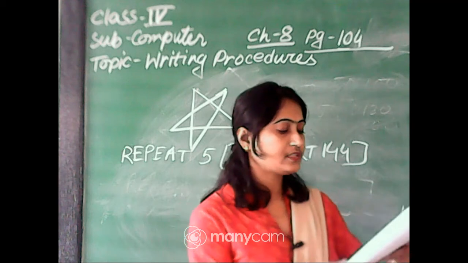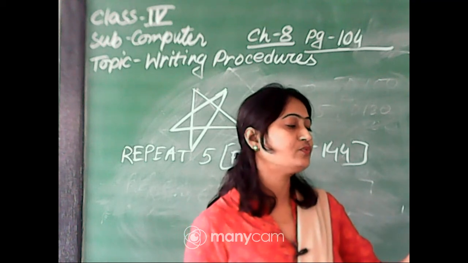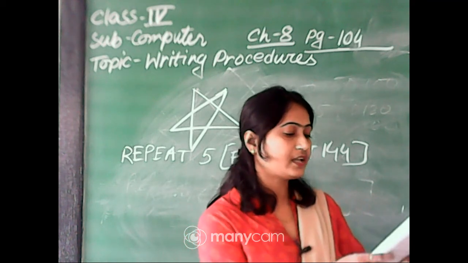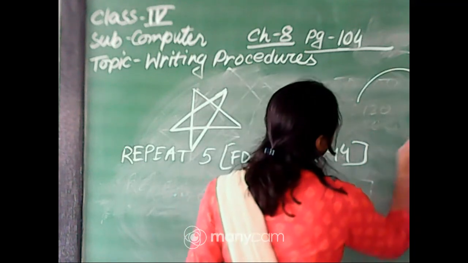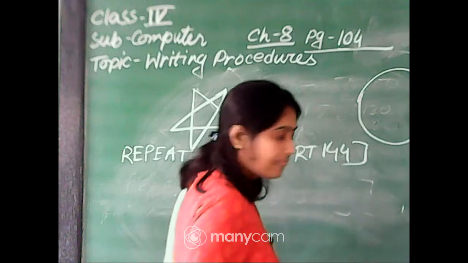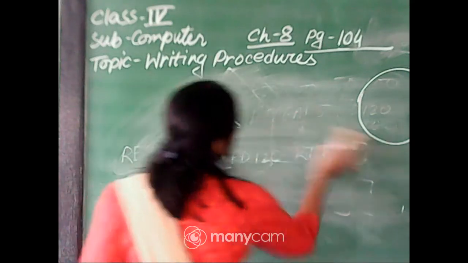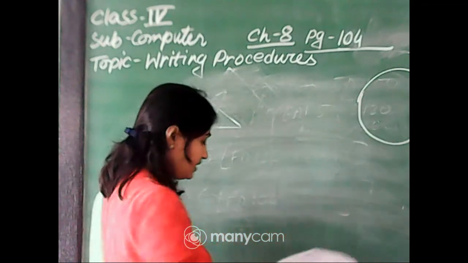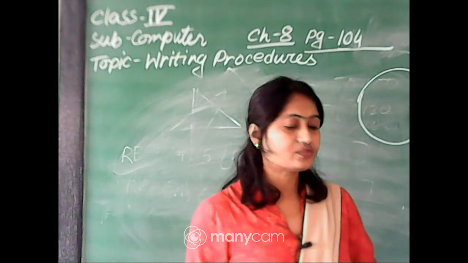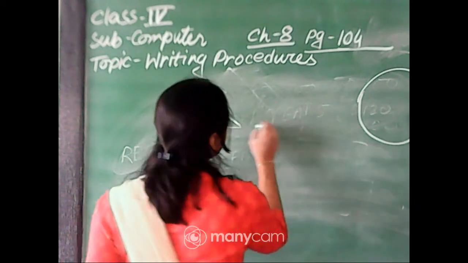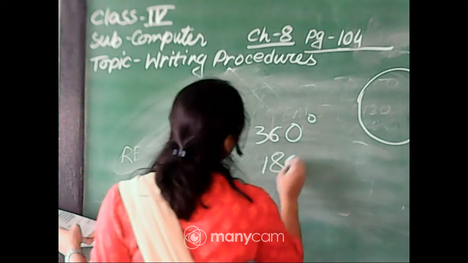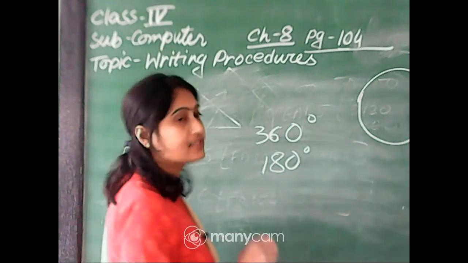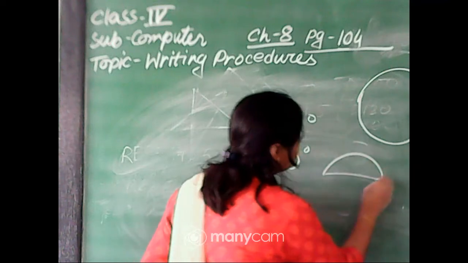A circle can be drawn in Logo using the repeat command. A full circle is drawn using 360. Circle means like this, this is 360. A full circle is 360 and a semicircle is 180.